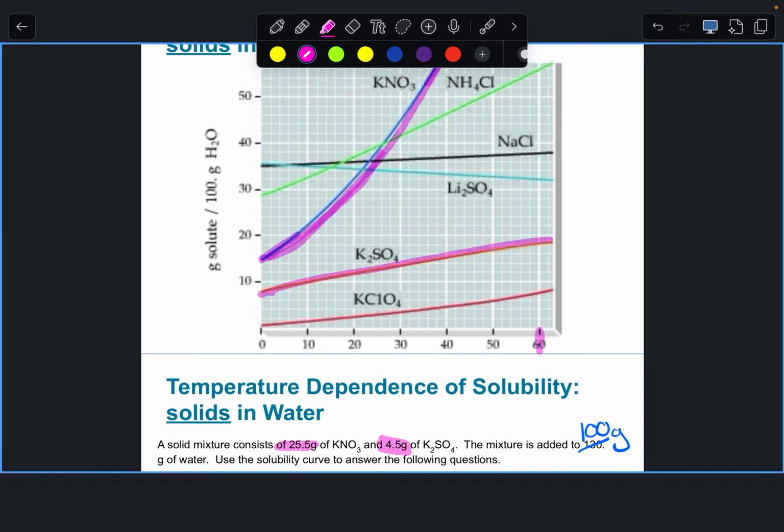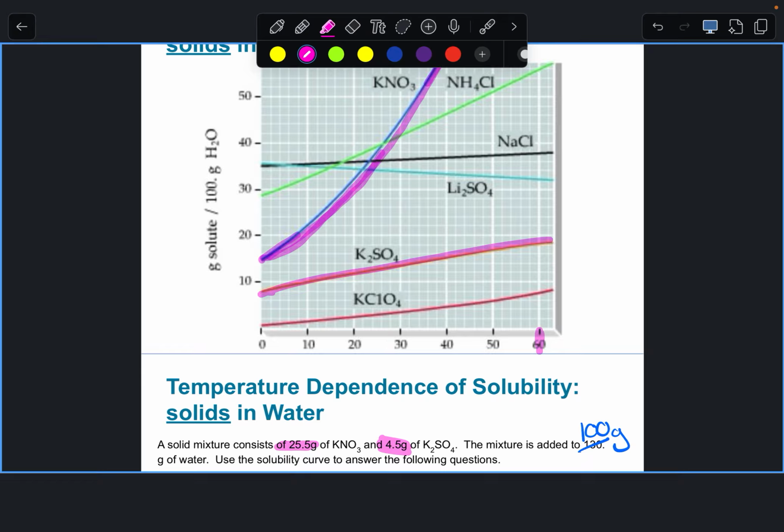4.5 grams of potassium sulfate. At 60 degrees, I can dissolve, what is that, 18 grams? So 4.5 is fine. I still have room for plenty more, but that would be fully dissolved as well.